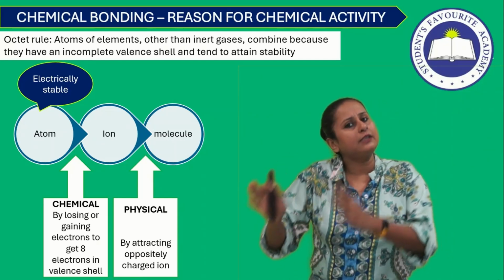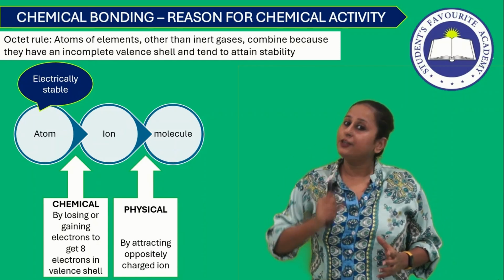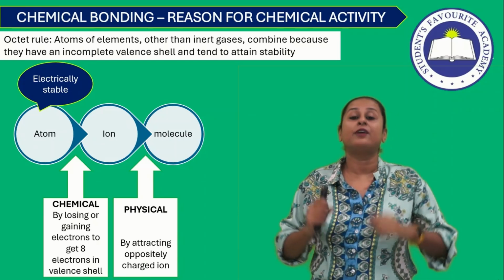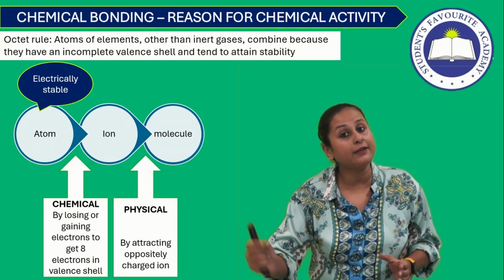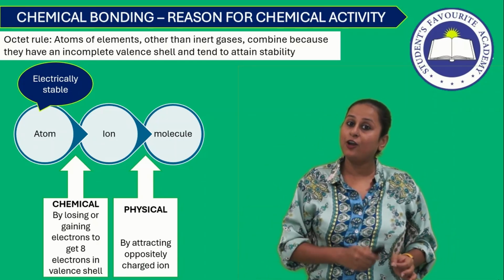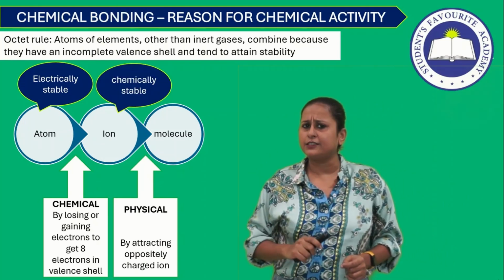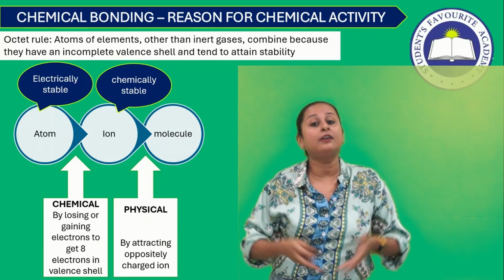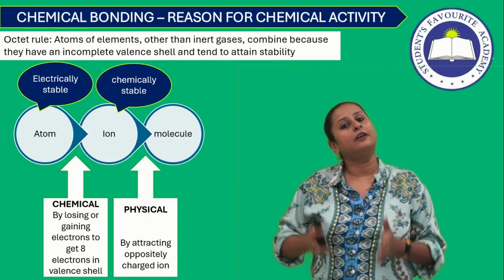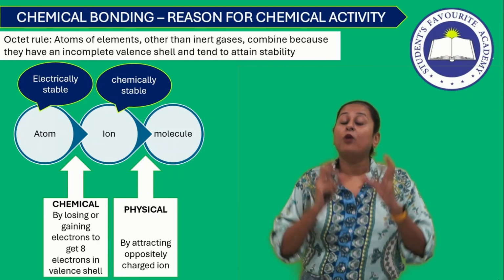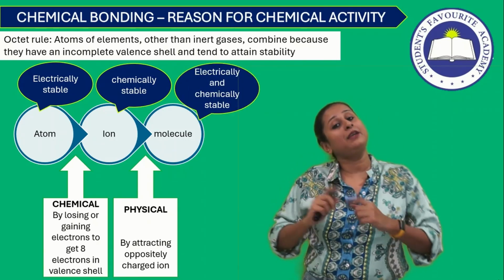When it loses electrons, the number of electrons reduces and the number of protons remains the same, so there are more protons. So when electrons are lost by an atom, it becomes a positively charged ion, and when electrons are gained by an atom, it becomes a negatively charged ion, and then they attract each other, form a physical bond, and turn into a molecule. So this molecule that is formed is both electrically and chemically stable.